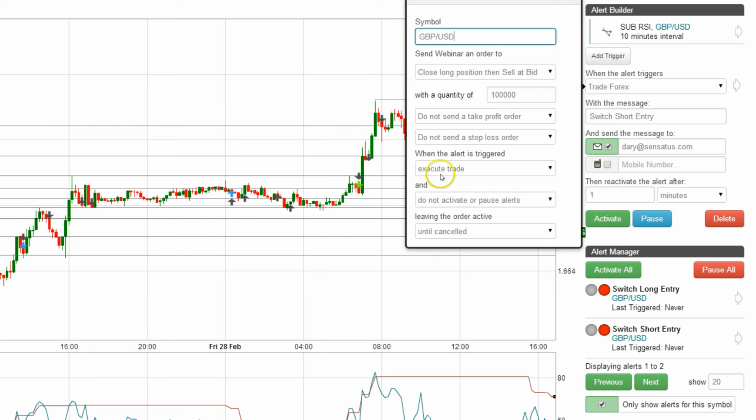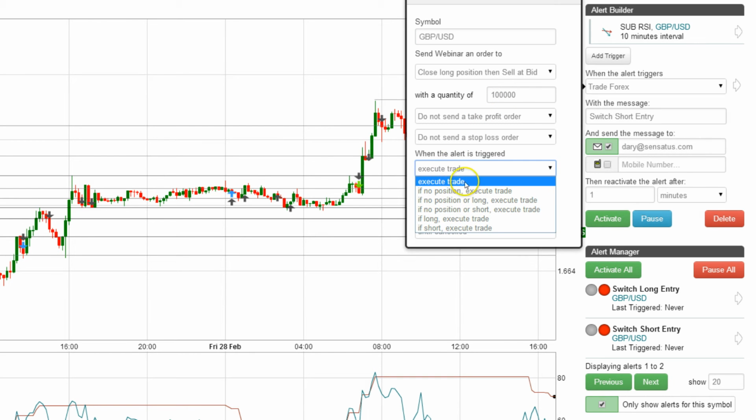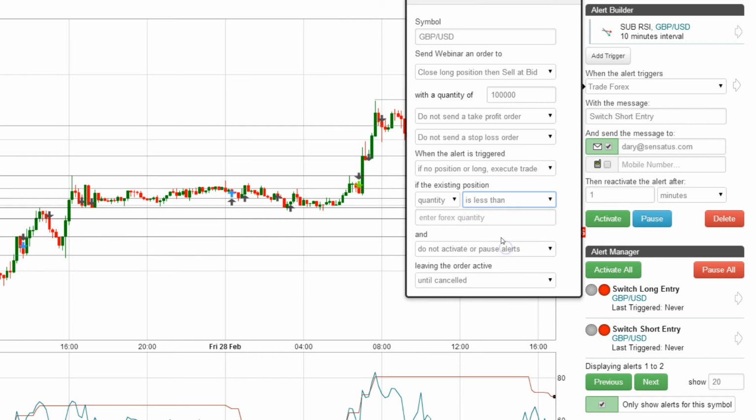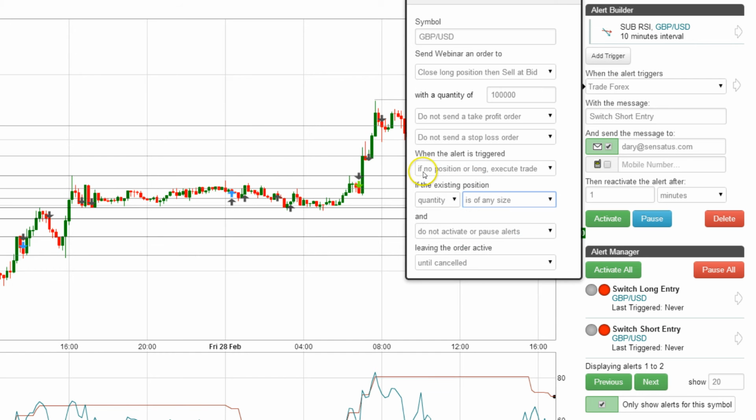So we leave the stops and limits, and this time what we'll say is if no position, or in this case what we're going to do is close long positions. So we'll say if no position or long, and we can set a quantity. If the quantity is any size, or if the quantity is less than 250k, for example, you can set it up to whatever you want, and that means every time the alert conditions are met, it will buy until the existing open position quantity is less than 250k. But for now, what we'll say is very simply, if no position or long, we want to execute that.